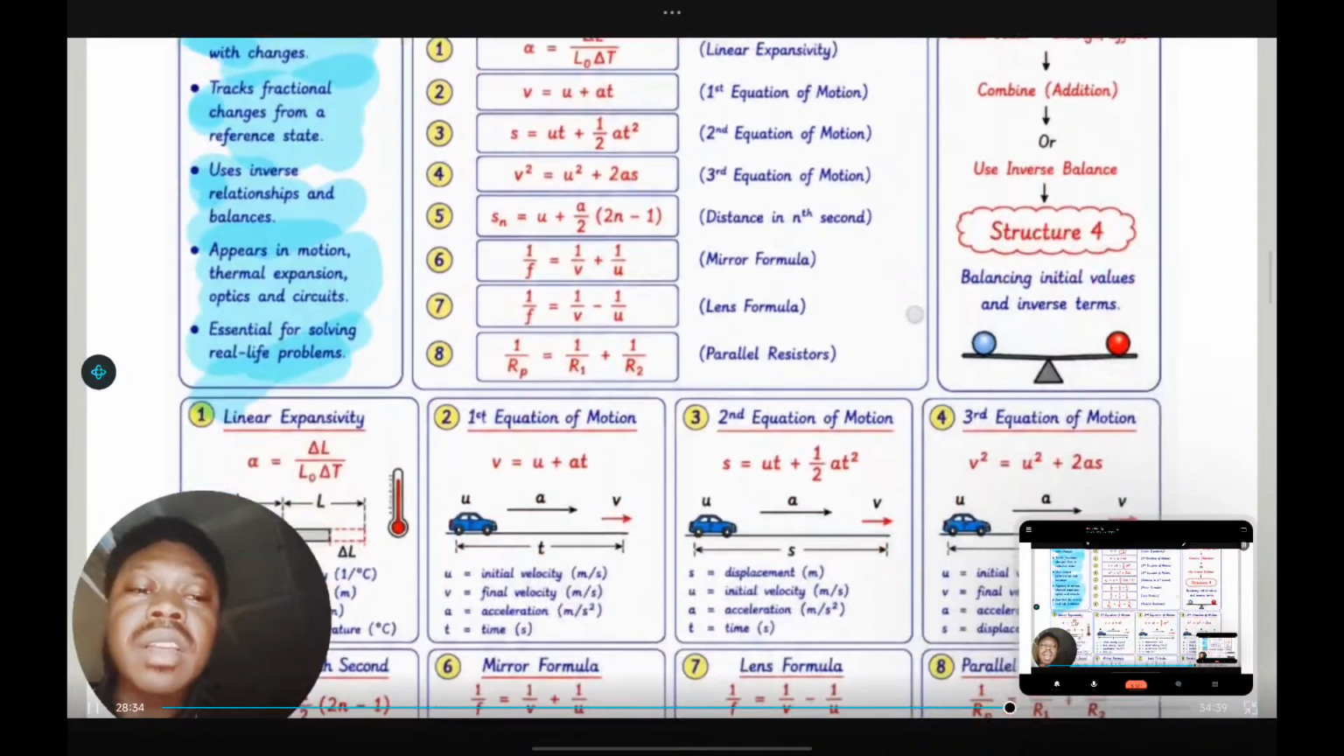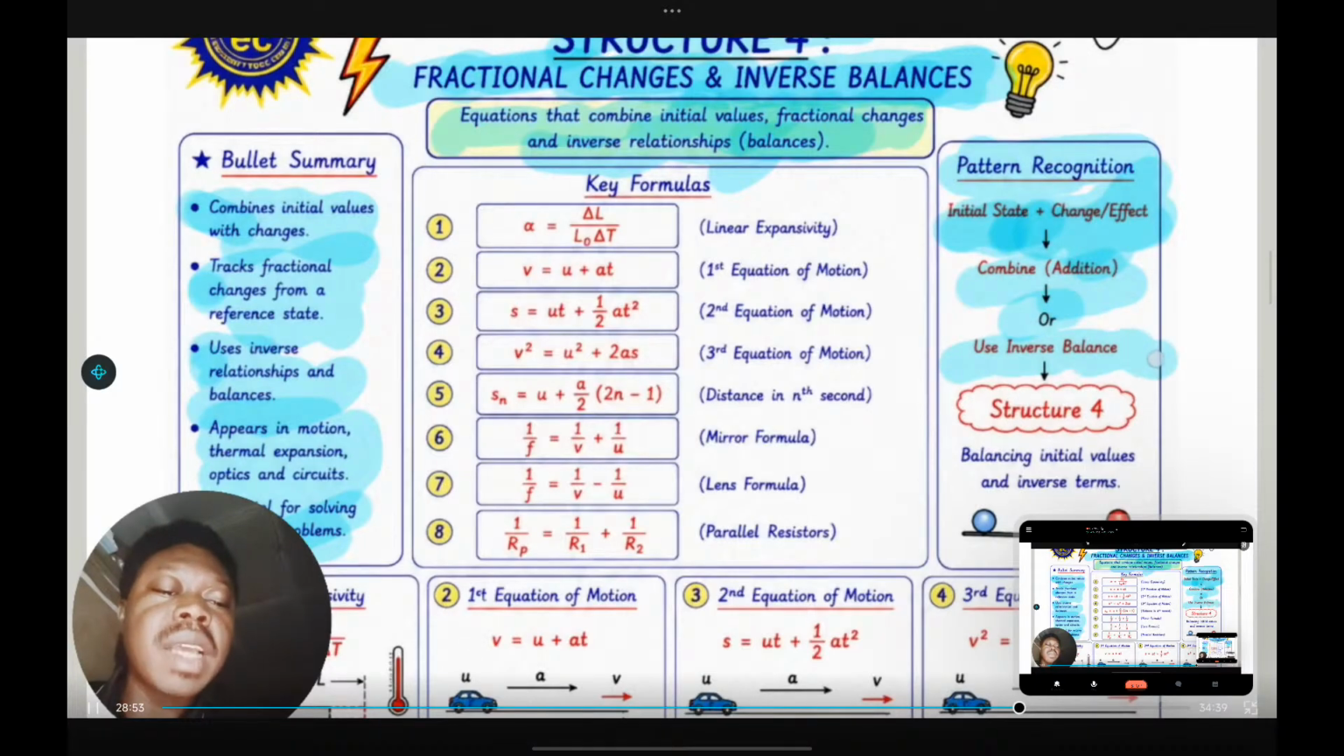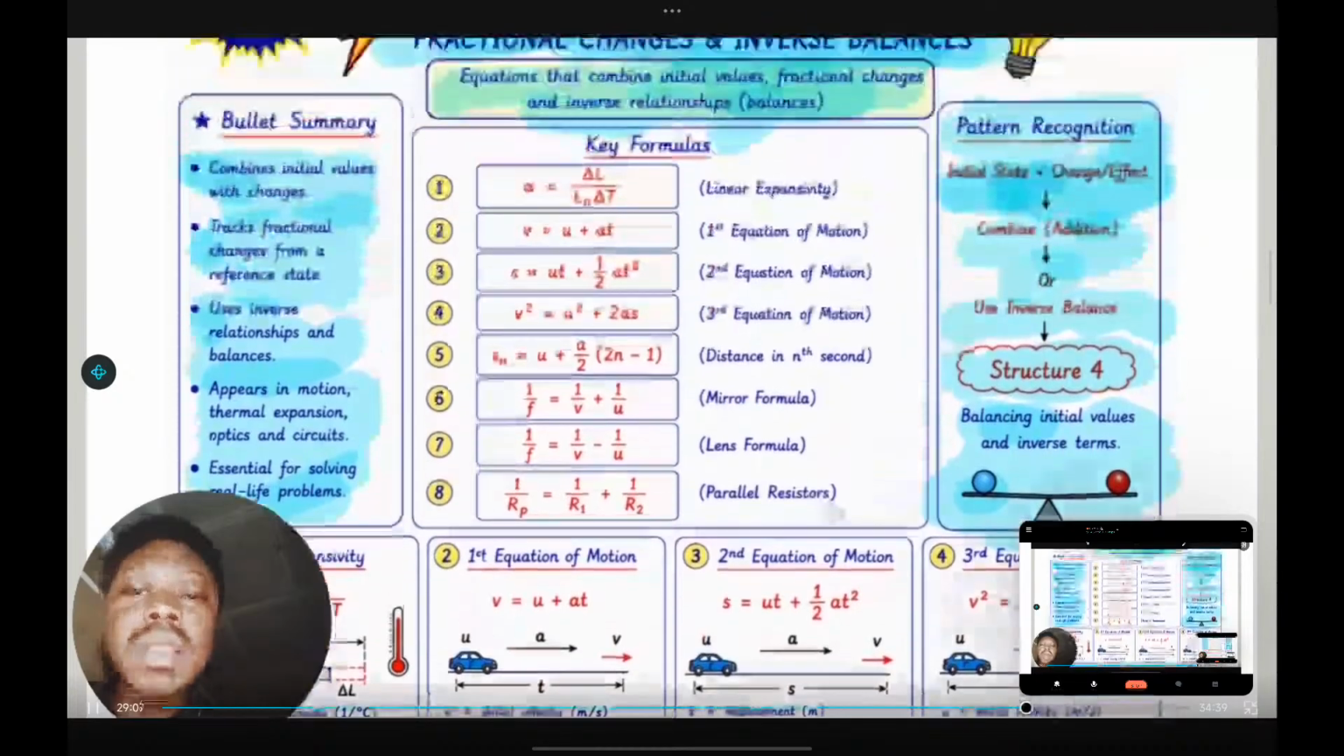Take note of this particular structure. And how can you recognize the pattern? We have the initial state plus the change divided by the effect, plus the state. This will combine addition or use inverse balances, which gives you the fourth structure. So you can see that this is basically under equilibrium. It gives you the idea of equilibrium, balancing initial values and inverse terms. So let's look at them one after the other.